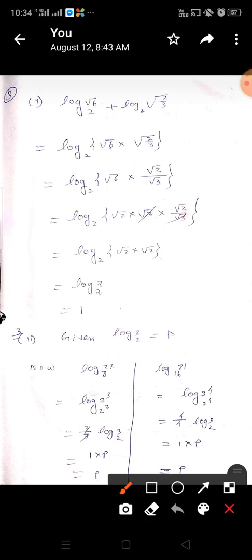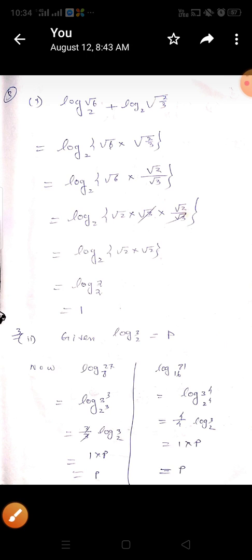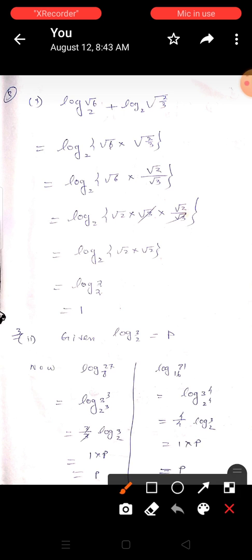Similarly, next one, 81. Log of 81 to the base 4. Same. 81 means 3 to the power 4, and 16 means 2 to the power 4. So 4 by 4, log of 3 to the base 2, which is equal to p. So 1 into p.